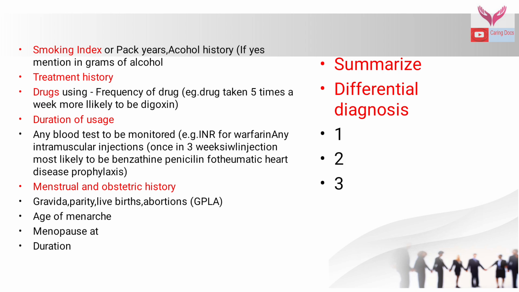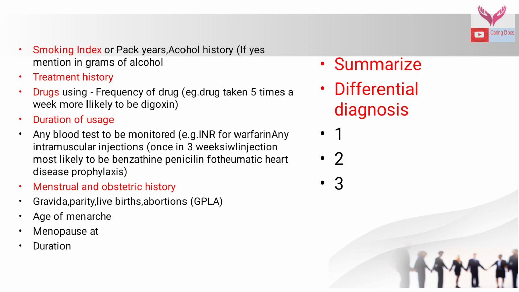Given for prophylaxis. In female patients, we have to ask her about menstrual and obstetric history. What is the gravida, parity? How many live births are there? Is there any history of abortion? What was the age of menarche? Has she achieved menopause? If yes, what was the age and duration?